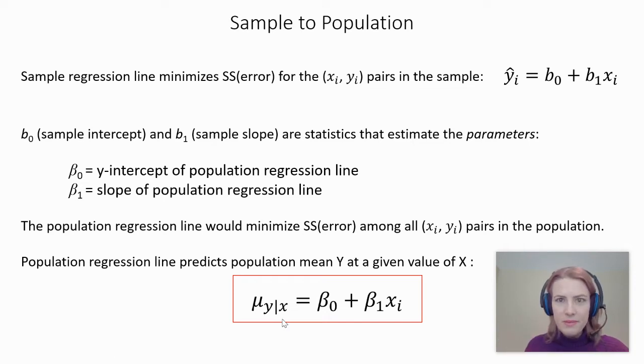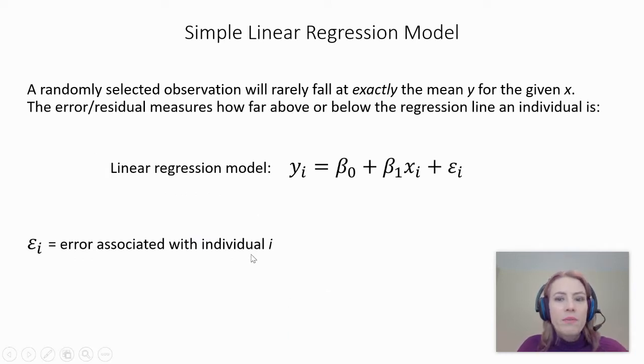Closely related, but a little bit different, is our simple linear regression model. Here, rather than the mean value of y at a given x, we're indicating the exact value of y for a given individual. For that exact value, you can think of it as, well, the population regression line would get you in the right neighborhood. But there's going to be scatter around the population regression line. So any given individual might be above or below by some amount. And that amount here is represented with an error term. This is the Greek e, or epsilon. This is the error associated with individual i.